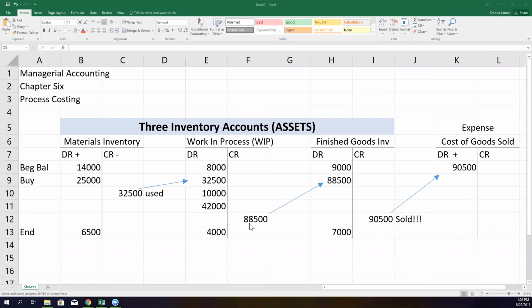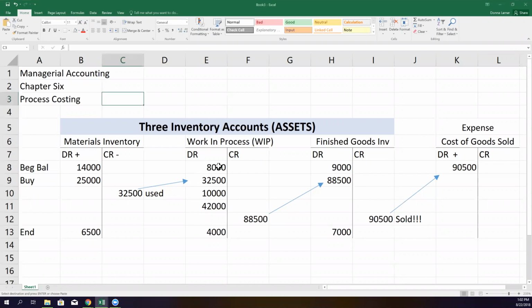Now, when we get into process costing, and remember, process costing is used by manufacturers who make the same product over and over and over again. So as they go through that process, they have direct materials, direct labor, overhead. It's just going into the whole process. It's piling up for the whole month, let's say.